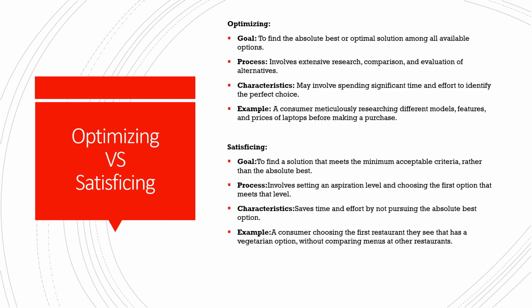So now let us understand the difference between optimizing versus satisfying. So optimizing is basically when you are involved in thorough evaluation of options and finding the best out of all. Whereas in satisfying, you are only concerned with fulfilling the minimum criteria for purchasing the product.